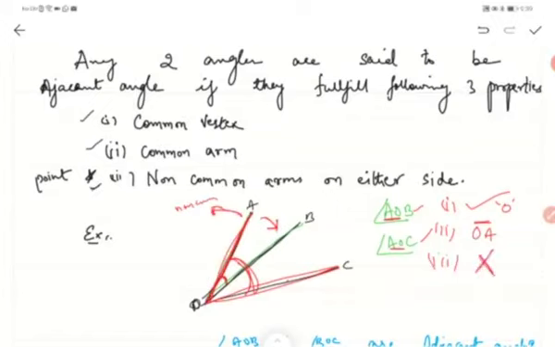So this is your OA, which is a common arm. To this common arm you should have a non-common arm on both the sides. So you have only OB on this side, but not the other. On the other side you don't have any kind of arm to these two angles. So the third property is not fulfilled. Therefore you will say that angle AOB and angle AOC are not adjacent. Okay, I hope you understood the third point also very clearly.